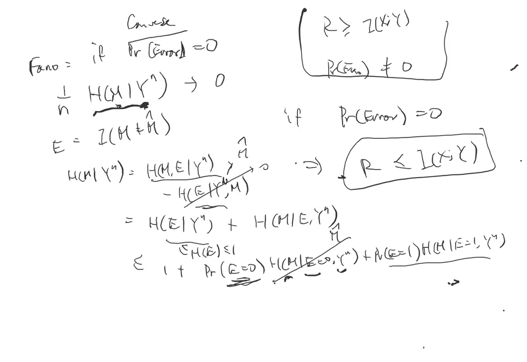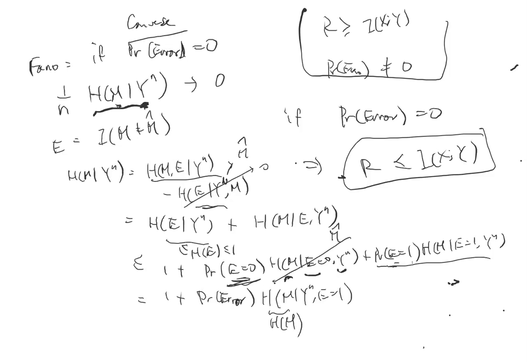And this probability that E equals 1 is actually just equal to the probability of error, right? It's equal to the probability of error times H(M given Y^n, E equals 1). And anyway, this thing is less than H(M). I can say it is just less than H(M).